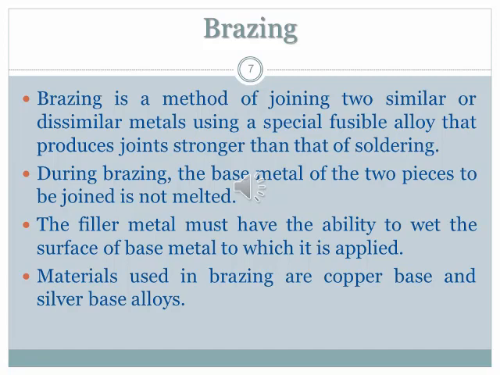So brazing is a method of joining two similar or dissimilar metals using a special fusible alloy that produces joints stronger than that of soldering. During the brazing process, the base metal of the two pieces to be joined is not melted. Brazing is typically stronger than soldering but weaker than welding. The filler metal must have the ability to wet the surface of the base metal onto which it is applied. The materials used in brazing are either copper based or silver based alloys.